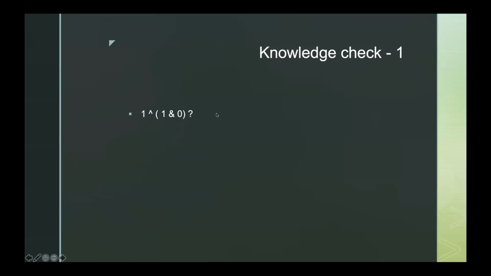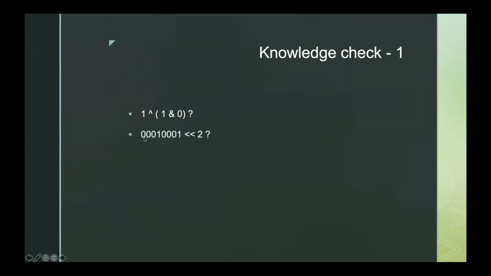Yeah, so most of you are giving the correct answer. So what it is doing is basically 1 and 0 will give us 0. And then when we try to do XOR of 0 with 1, since the bits are different, the output will be 1. Okay, so let's try the next one.